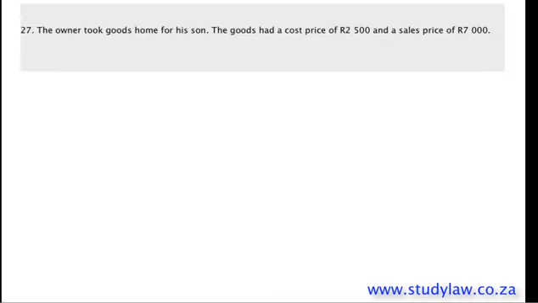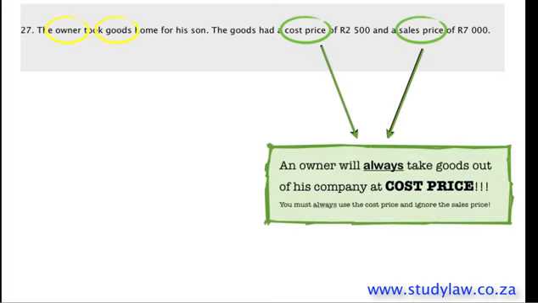Let's try the next one. The owner took goods home for his son. The goods had a cost price of 2,500 and a sales price of 7,000. Let's look at our key words. Owner and goods. But there's something else in this question that needs to be dealt with. Cost price and sales price.